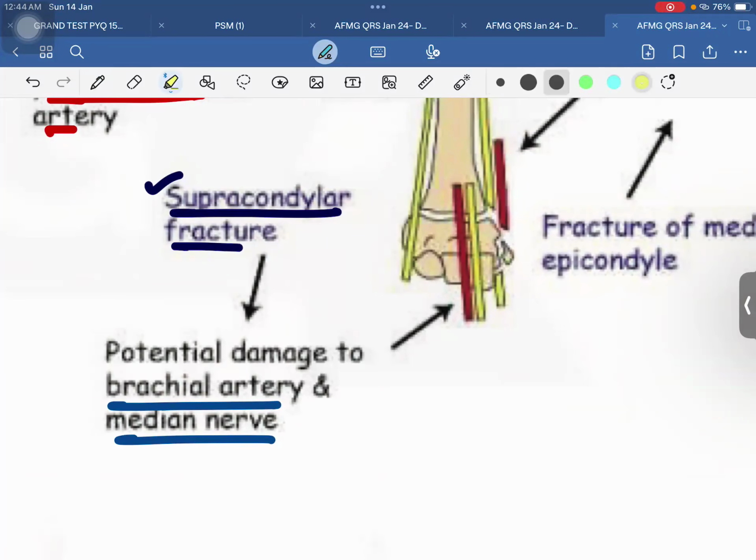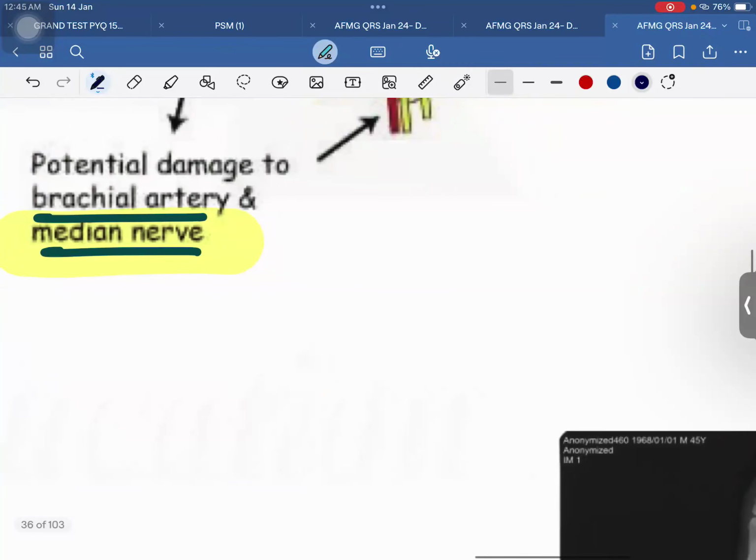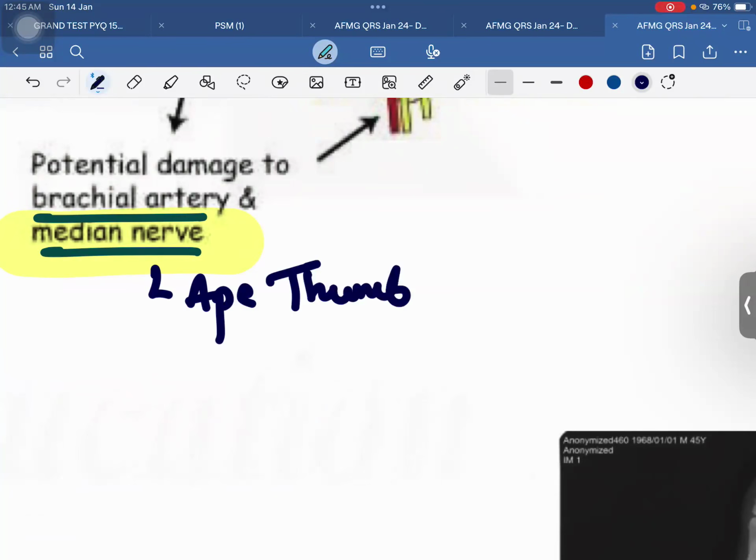What is the root value of the median nerve? We know the root value of the median nerve is again C5, C6, C7, C8, and T1, beta. Okay, so the median nerve, when it is damaged, can lead to various deformities. It can lead to the ape thumb deformity, beta, when the thumb is not able to oppose the fingers, when the thumb is not able to abduct. Okay, so the thumb comes to lie in the same plane as the other fingers. That is called the ape thumb deformity.